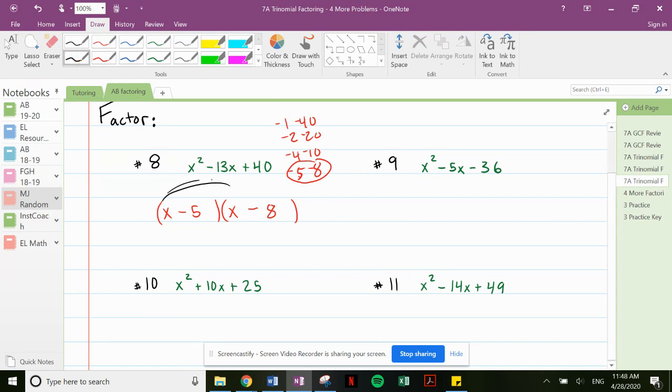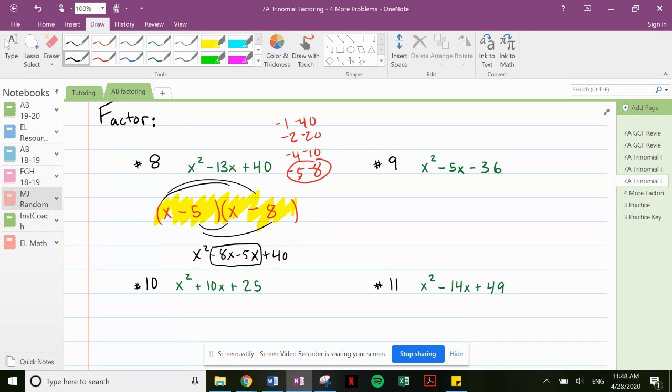Now again, you can always double check by redistributing. I get x squared minus 8x minus 5x plus 40 with that negative 5 times that negative 8. Negative 8x and negative 5x, that's what gives you your negative 13x in the middle. So my final answer here is x minus 5 times x minus 8. And again, the order doesn't matter. If you wrote x minus 8 first, no problem.